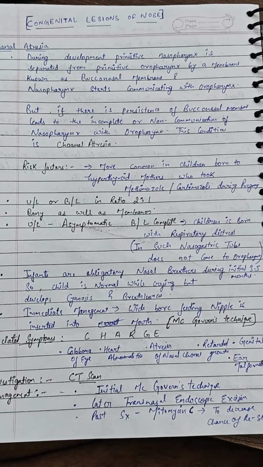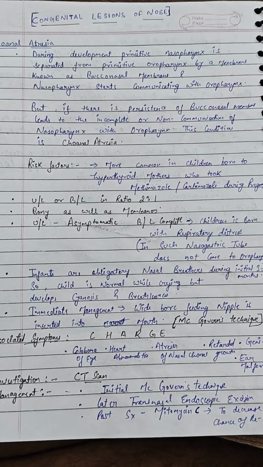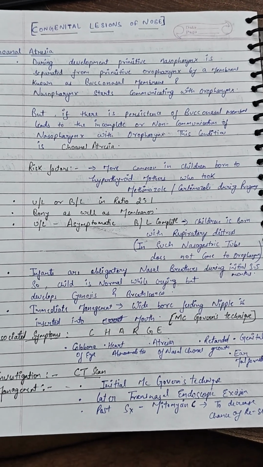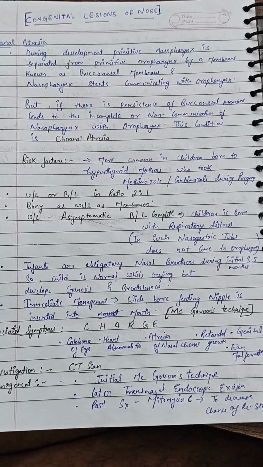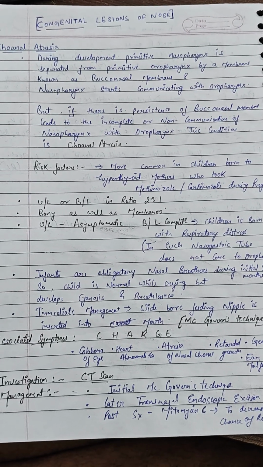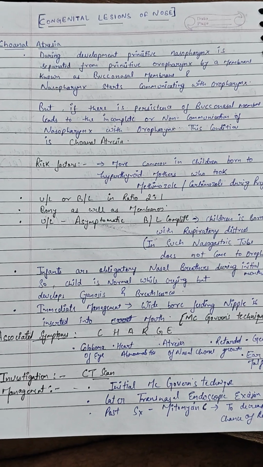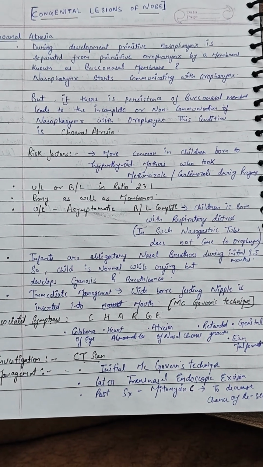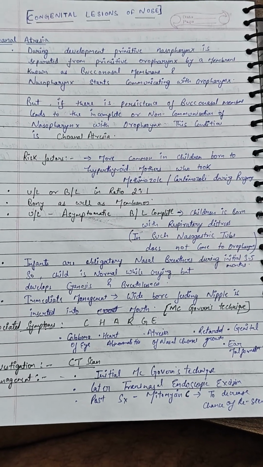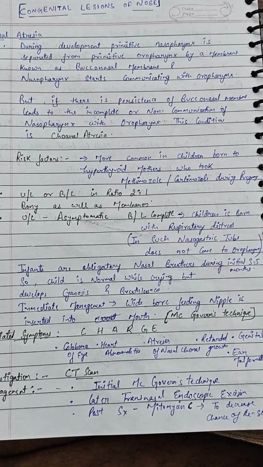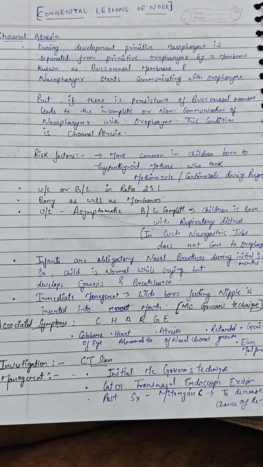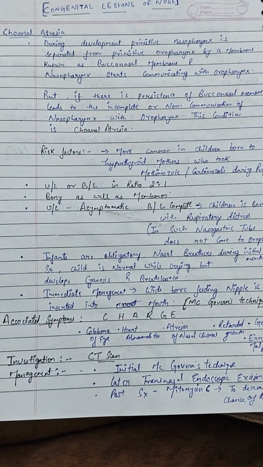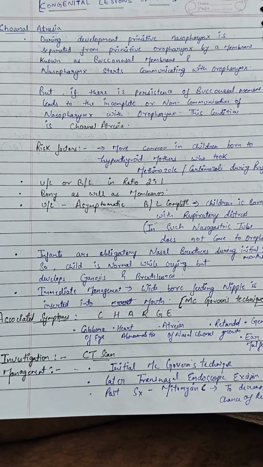As we know, infants are obligatory nasal breathers during the initial 3 to 5 months, so the child is normal while crying but develops cyanosis and breathlessness in this case. In the management part, a wide bore feeding nipple is inserted into the mouth, which is known as McGovern's technique, and some associated anomalies we will remember with the mnemonic CHARGE.